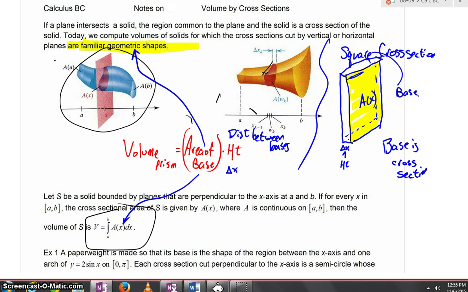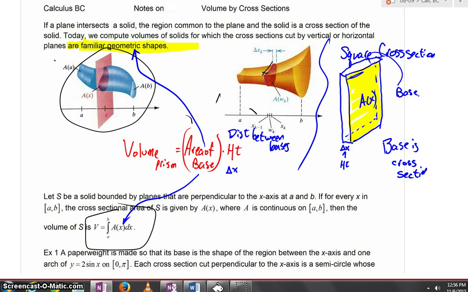What you can notice is you could give it a little bit of thickness. You could put in a delta x, and all of a sudden you will have a prism. You'll have a prism, guys. Regardless of your geometric shape, you'd have a shape the same on the right as well as the left, and you'd have a delta x between the two.